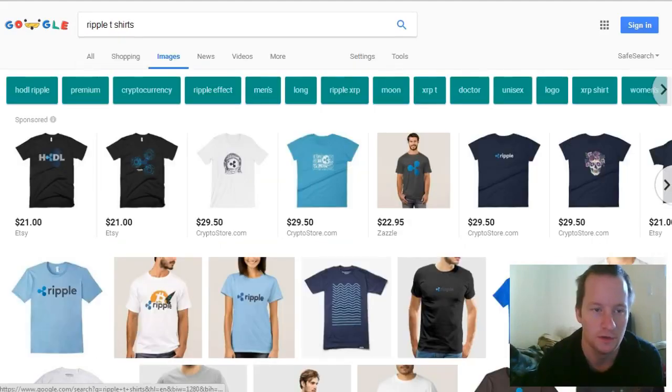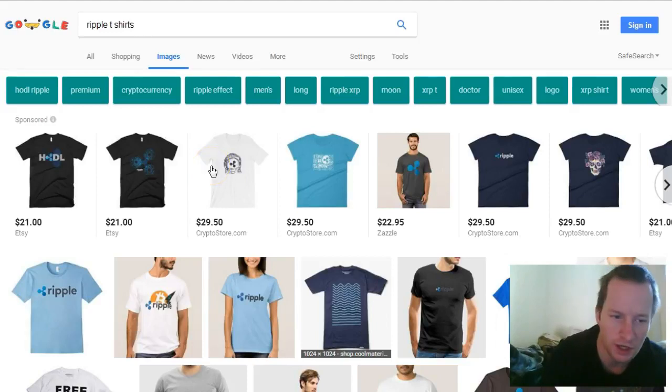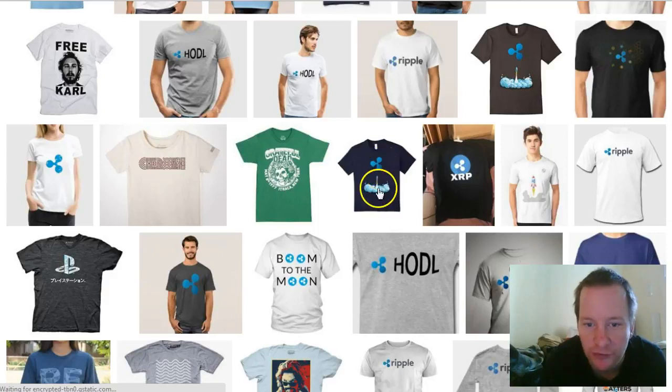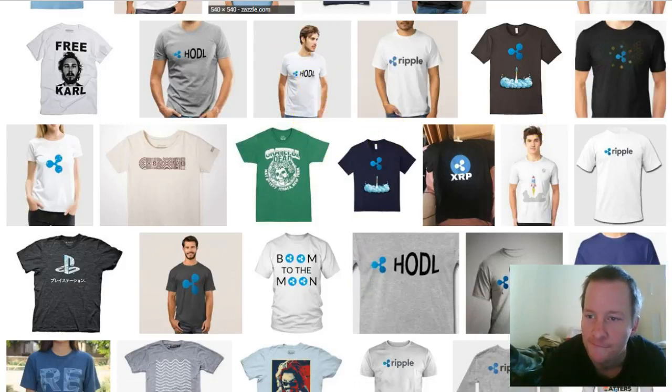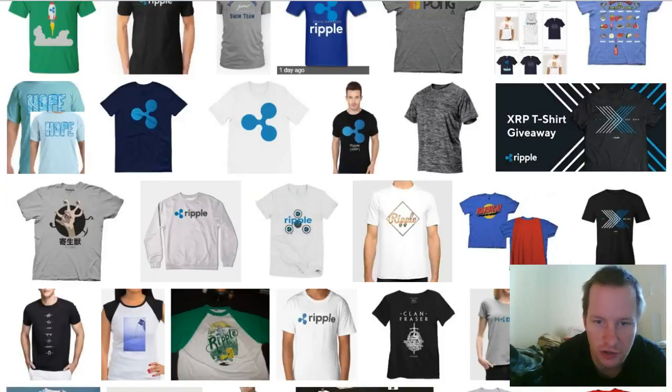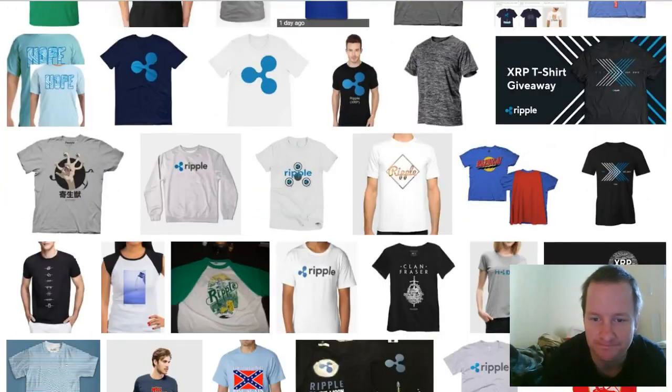Okay, so we got shirts right here that say Ripple HODL. We got Ripple with a little symbol right here. We got this one, the Ripple symbol with the rocket ship going up to the moon. We got Ripple symbol with HODL on there. There's a lot of shirts with the rocket ship going up. A lot of people think it's going to the moon. So you get some general ideas for Ripple.